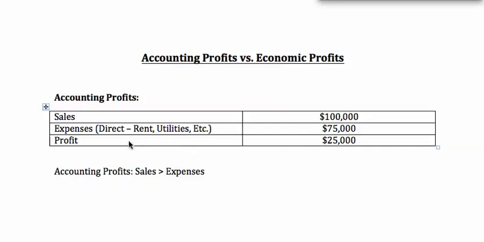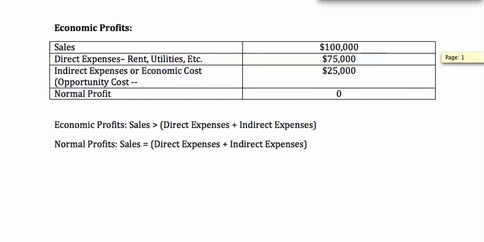And traditionally, from the business sense or from an accounting standpoint, we have what is referred to as profits. And what I've identified here is accounting profits, nothing more than sales greater than expenses. Of course, if sales happen to be less than expenditures, we would end up with accounting losses. But in this particular example, we have accounting profits.